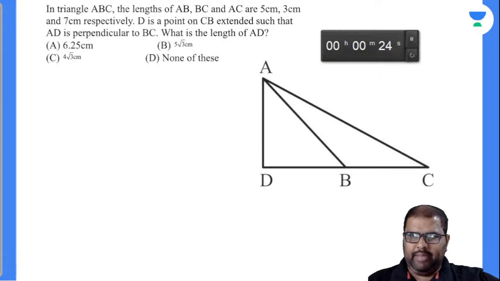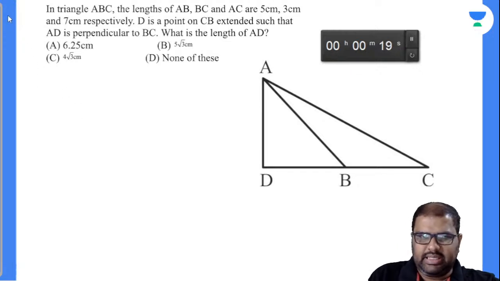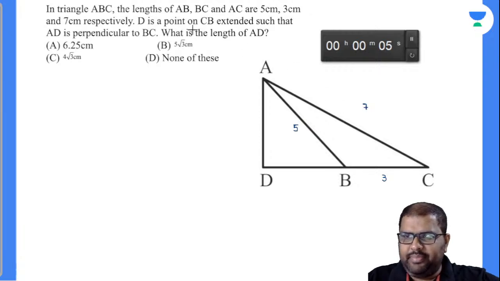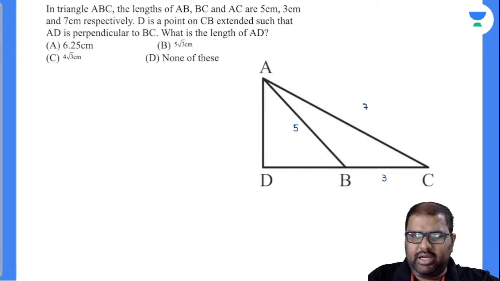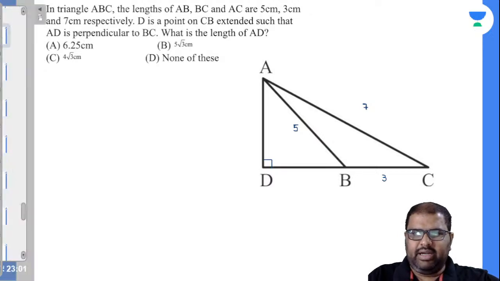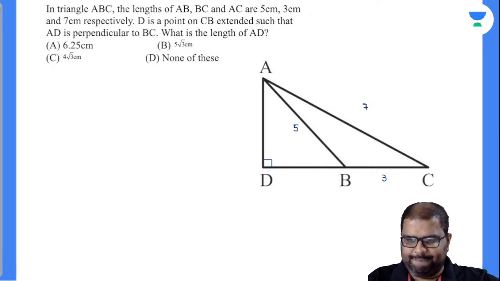In a triangle ABC, the lengths of AB, BC and AC are 5 centimeters, 3 centimeters and 7 centimeters. AB is 5, BC is 3, and AC is 7 centimeters. D is a point on CB extended such that AD is perpendicular to BC. AD perpendicular to BC means this will be making 90 degrees. Find the length of AD is the question asked.